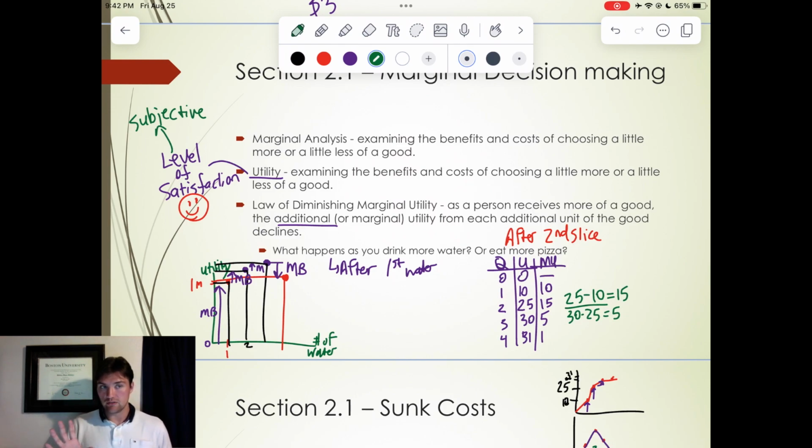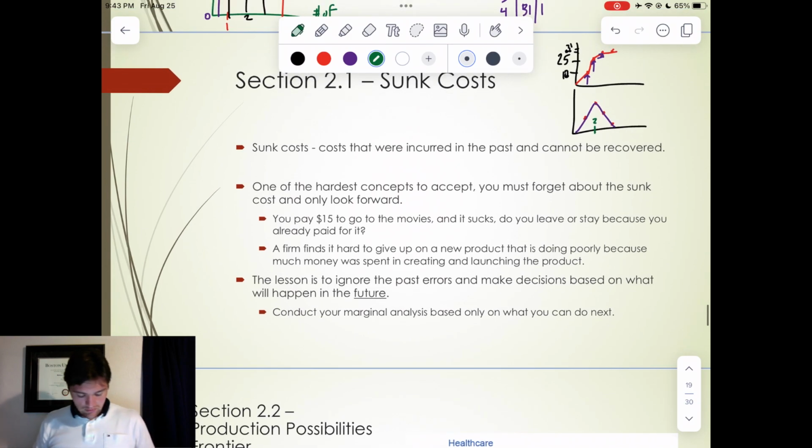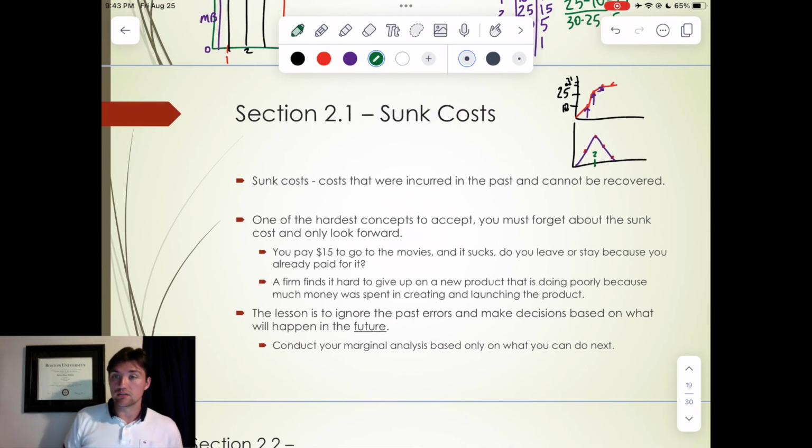Basically, you only earn a benefit by so much. You need to figure out, do we buy it or not? And then the law of diminishing says that as you do more of it, at some point the marginal will be decreasing. So that leads us into the next topic, which is going to be sunk cost.